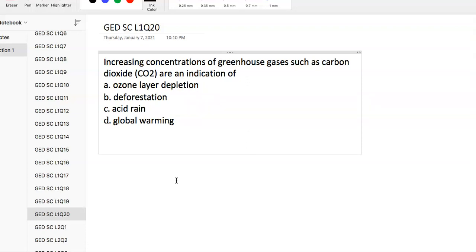Okay, and then yet another ozone layer depletion answer choice, right? Increasing concentrations of greenhouse gases, such as carbon dioxide, are an indication of which of these? That guy. Global warming and climate change, these are terms for the observed century-scale rise in average temperature of the Earth's climate system and its related effects. Global warming is mostly being caused by human activities, mainly increasing concentrations of greenhouse gases such as carbon dioxide, CO2.